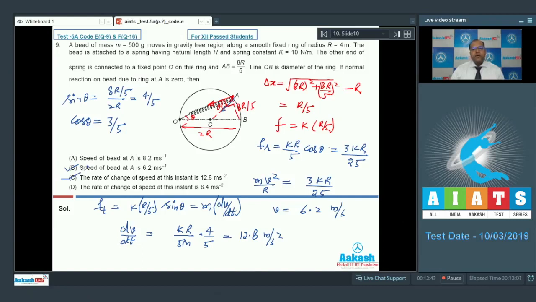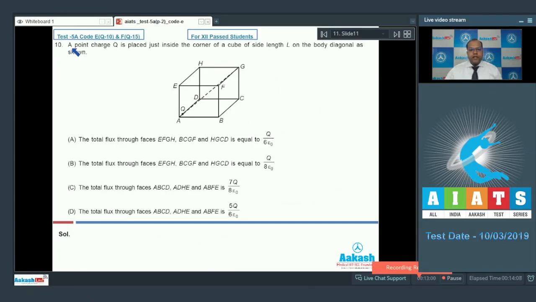Let's move to question number 10. In question number 10, a point charge Q is placed just inside the corner of a cube of side length L on the body diagonal as shown. Then we have to check the validity of given options.